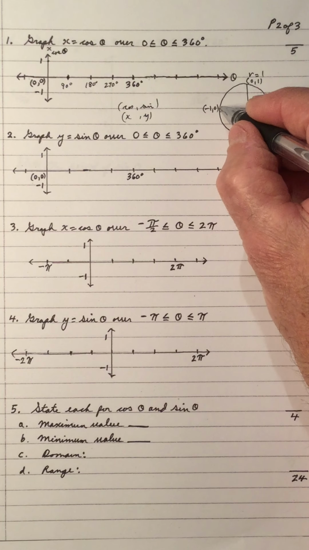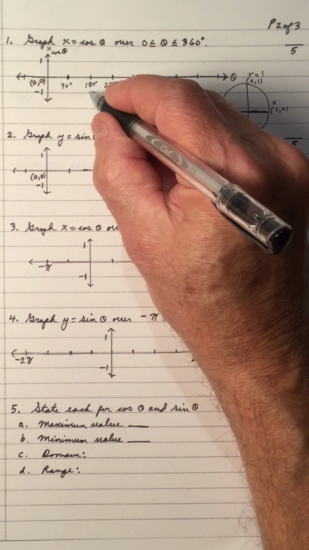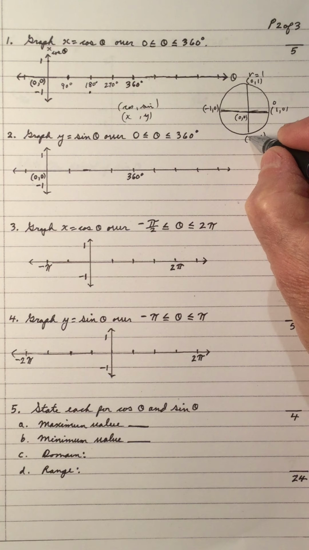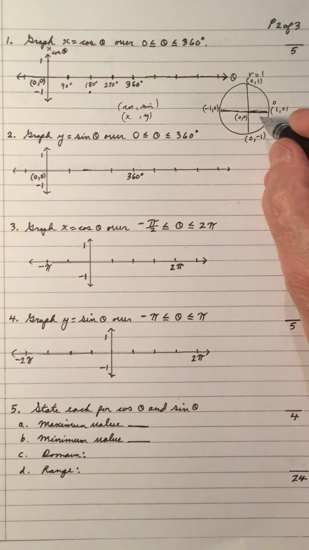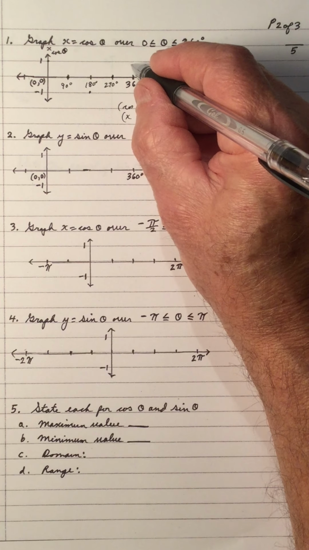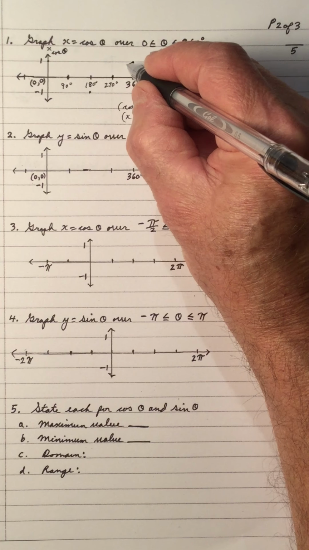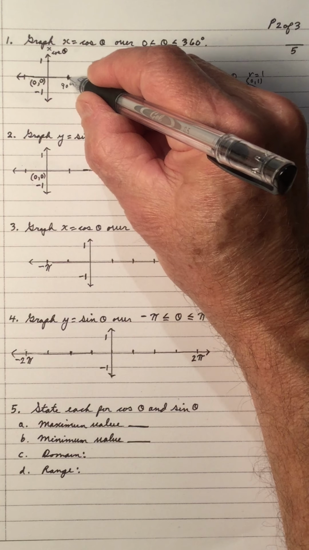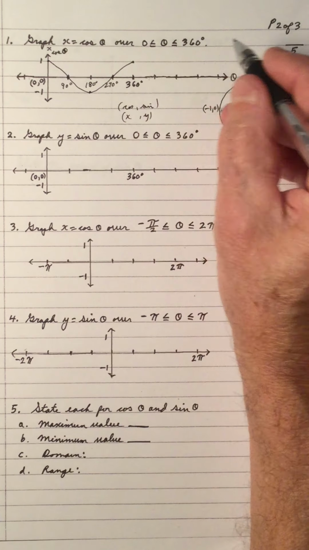When we rotate to 180, cos is negative 1. So 180 gives me negative 1. When we go to 270, cos is 0, so we're back to here. 270 gives me a 0. And right around 360, cos is 1, so we're right back to where we started. So 360 gives us a 1. So there's the graph that represents the interval from 0 to 360.